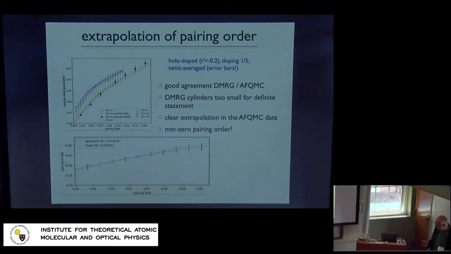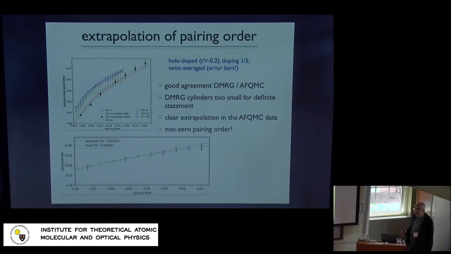But what you then also see is that for this small cylinder, you don't see anything. It extrapolates nicely down to zero. Then you increase the system sizes, and again, with these error bars that come from the boundary conditions, they get smaller. But then if you take the results and extrapolate first to the thermodynamic limit, and then extrapolate in the pairing field, we then get the finite response, which we then claim indicates that there is superconductivity there.